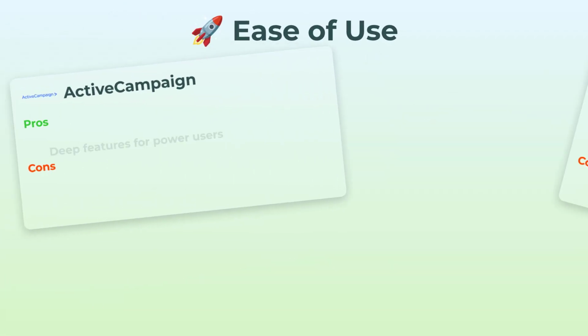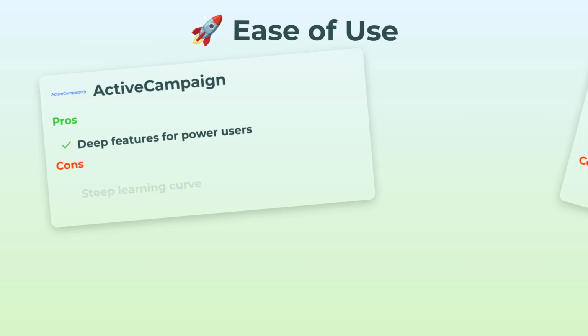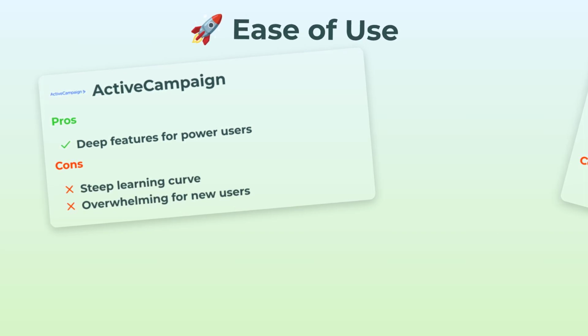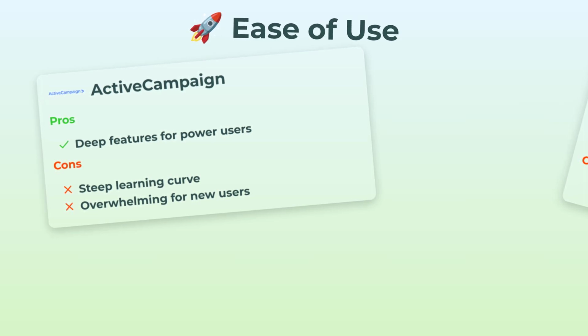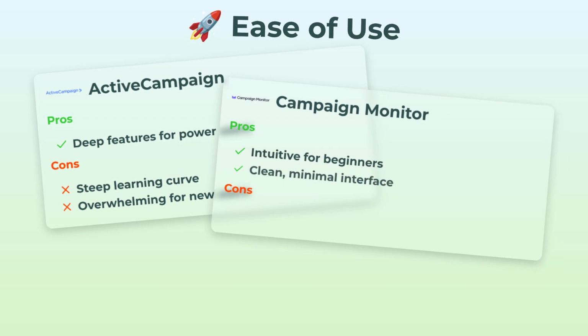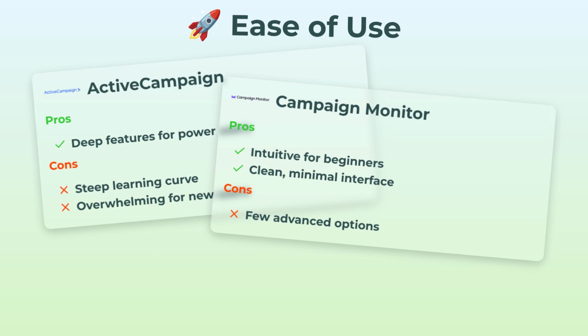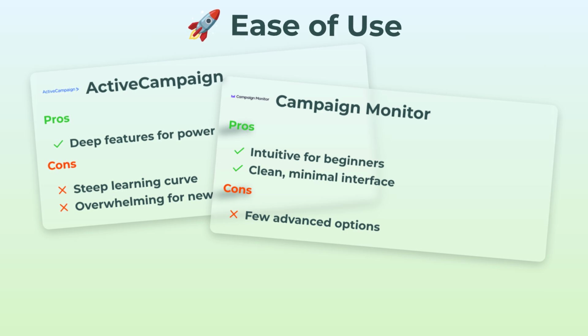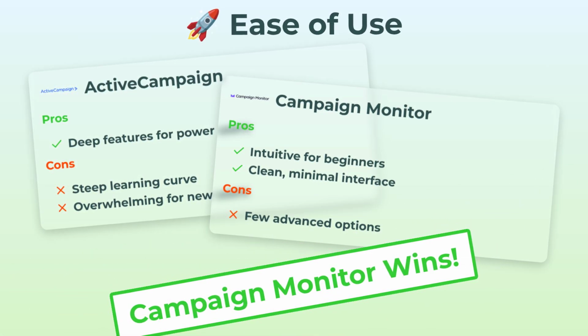Ease of use. With ActiveCampaign, it's power features galore. But let's be real, the learning curve is a bit steep. If you just want to set up a list and get going fast, it can feel overwhelming. Campaign Monitor stands out here. It's super clean, beginner-friendly, and nothing gets in your way. Advanced options? Honestly, not so much. But if you want something intuitive, especially in 2025 when everyone's busy, Campaign Monitor wins this round.